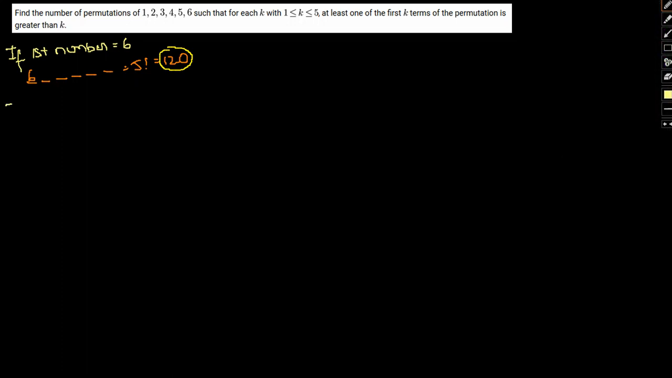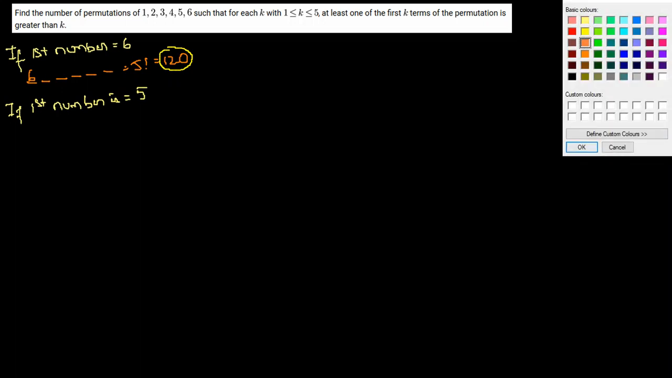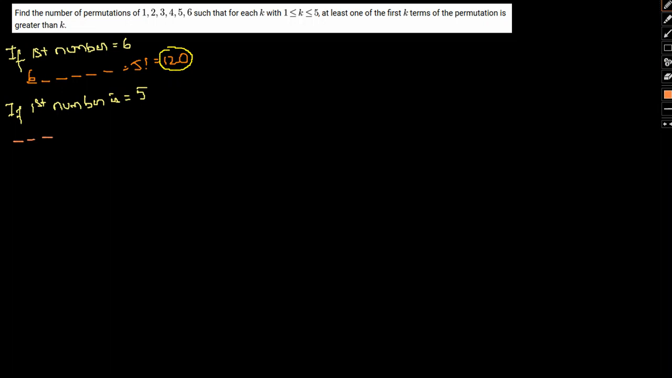Next up, if the first number is equal to 5. Again we have 6 places, 1, 2, 3, 4, 5, 6. So 5 is fixed here, and 6 can go on any of these places, except for this one. 6 cannot be in this particular place because the number exceeding it should be greater than k.